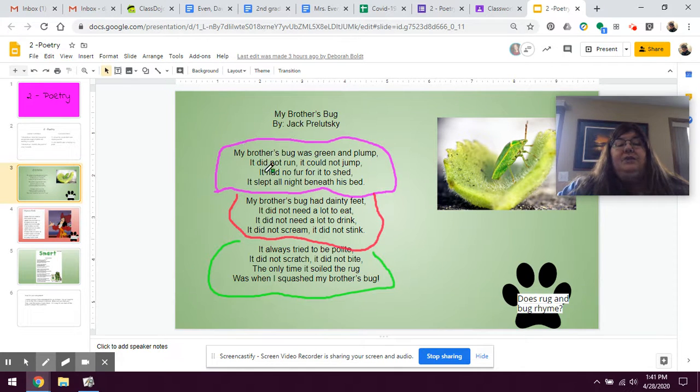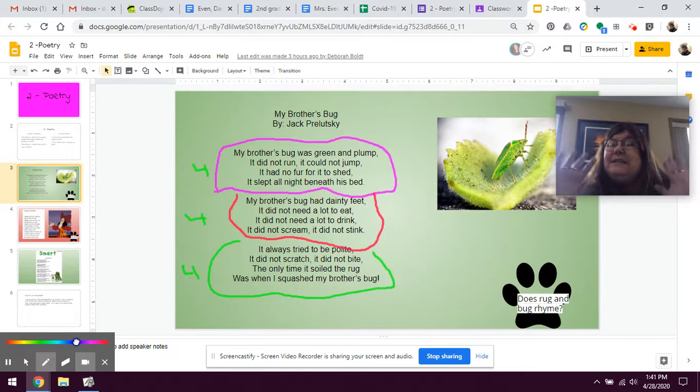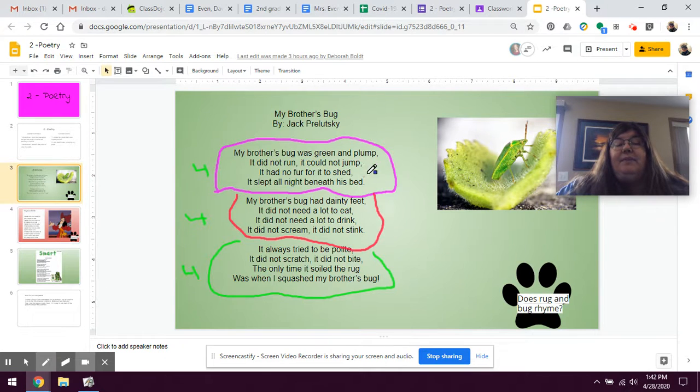I count 1, 2, 3, 4 in the first one, 4 in the second one, and 4 in the third one. So how many is that? If you said 12, you are correct. Ooh, Mrs. Even just messed up. I asked how many sentences are there, and there are 12 sentences. But there are 1, 2, 3 stanzas. So do you see the difference between a stanza and a sentence?